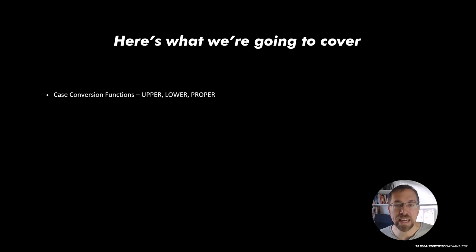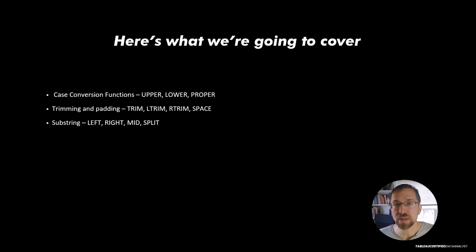So there are case conversion functions, so going from uppercase to lowercase, from lowercase to uppercase, or proper, which is where the first letter is capitalized and then the rest is lowercase. Then we have trimming and padding, which is to either remove or add space from text, either the space at the beginning of the text or at the end. And then we have substring, so taking parts of a string, the left part, the right part, the middle, or splitting a string based on a delimiter.